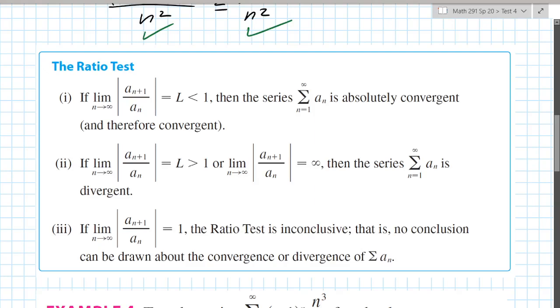If we get a limit that is less than 1 here, then the series is absolutely convergent, and therefore the original was convergent. If the limit's greater than 1, or if it goes to infinity, then the series diverges, and if it's equal to 1, then the ratio test is inconclusive, and we don't have an answer to our question. We would have to try something else.